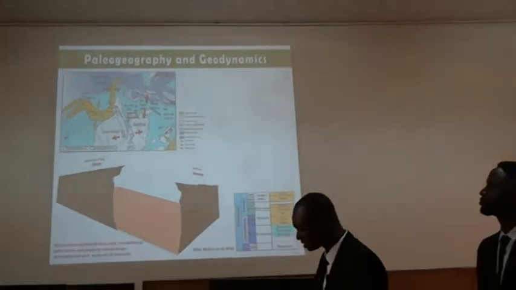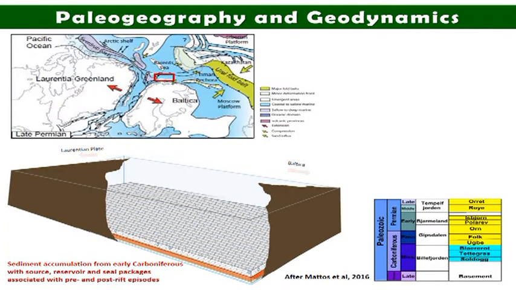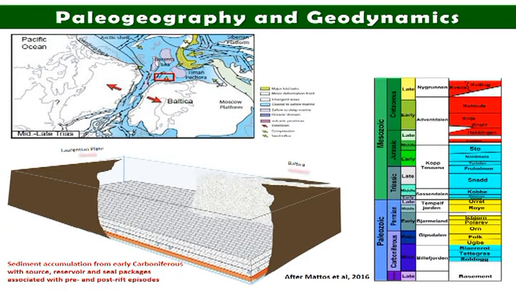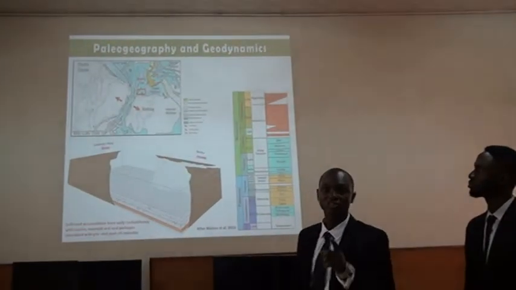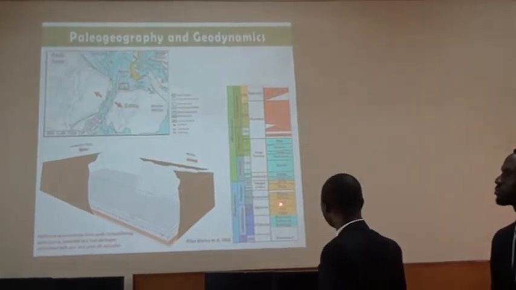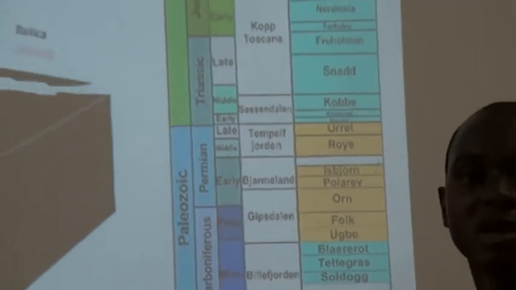This carbonate deposit comprises the Gipsdalen group of sediments, the Bjarmeland group, and the Tempelfjorden group with minor salt tectonics and faulting. It will interest you to know that the Horn Formation, which appears to be the uppermost unit within the Gipsdalen group, constitutes the major reservoir rock within the study area.